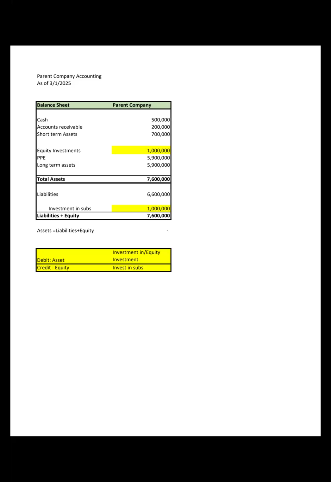I'm just trying to think if there's anything else that I need to explain. Some of the nomenclature you might see on the balance sheet: instead of equity investments, you may see investment in XYZ, or investment in 1, 2, 3, 4, things of that nature. The investments in subs and equity is pretty standard, but this is the cost method. All right. Now let's move on to the equity method.